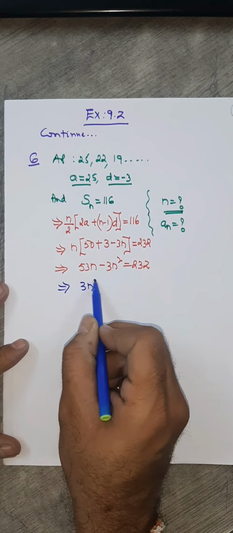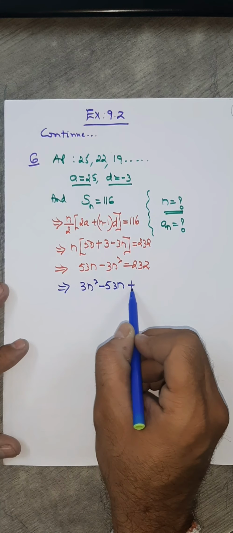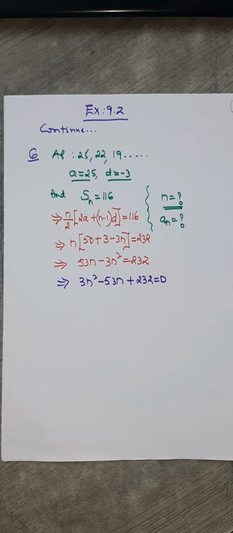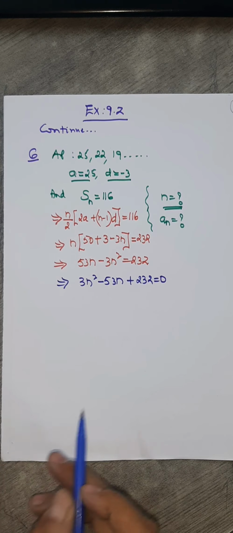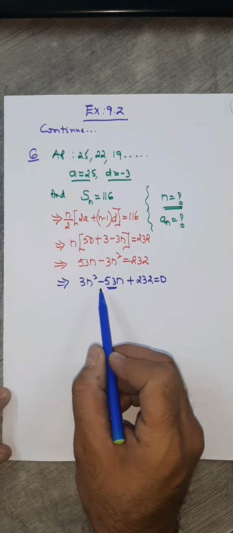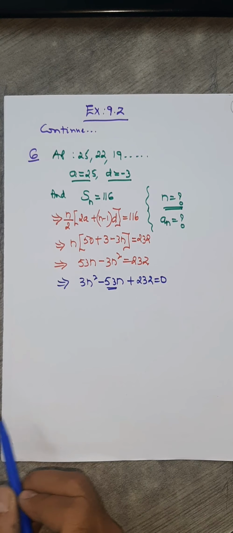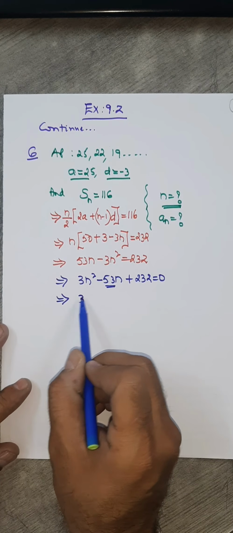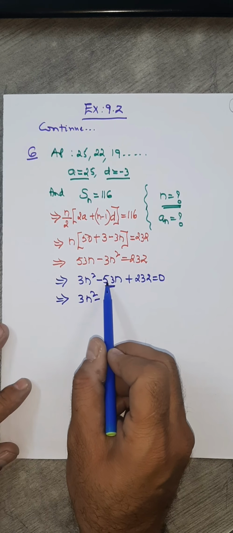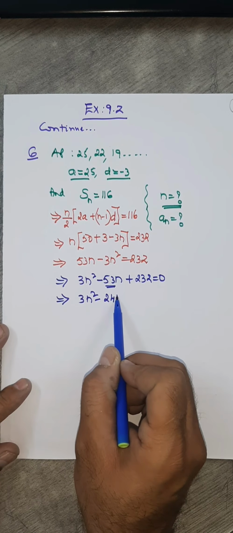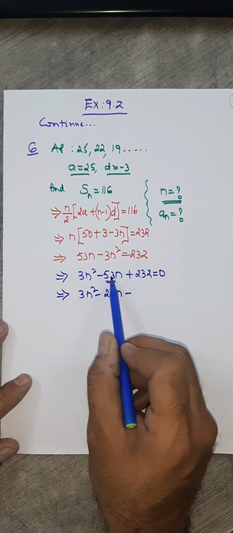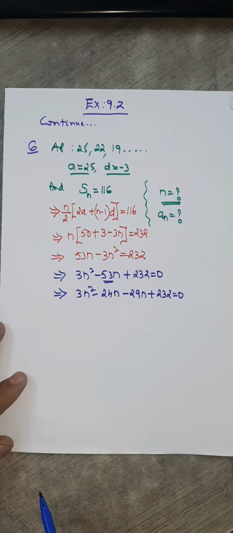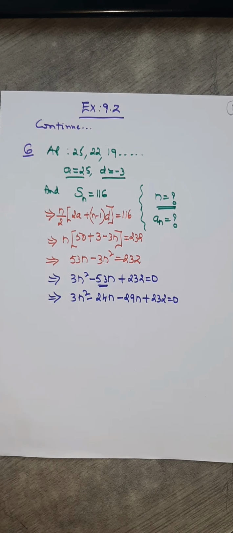Take it on the other side, so 3n squared minus 53n plus 232. Now how do we factorize? Find two numbers whose sum or difference should be 53 and product should be 232. You can do a little rough work and probably the factors will be this. A multiple of 3, which is here 24n, and here it would be 29n, plus 232 equals 0. This is just simple factorization, you can do it by trial and error.